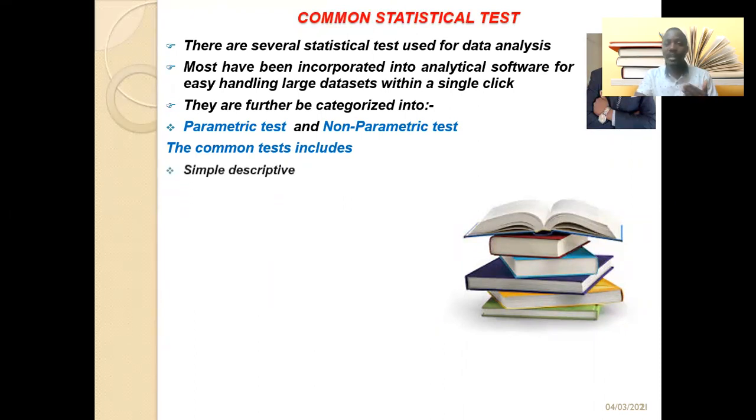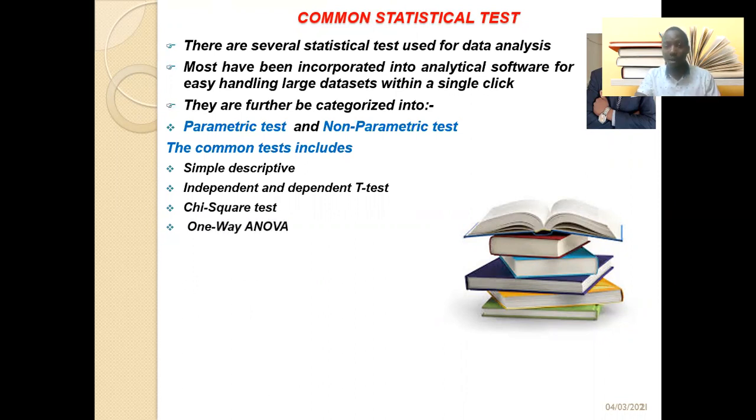The common tests, we have the so-called simple descriptive statistics. Under this particular test, you just give the description of your study. What is the mean? What is the median? What is the range? What is the coefficient of variation? Those are the descriptives. We are talking about the central measures of tendency and measures of dispersion. It might be the independent t-test or dependent t-test. These are the common ones. We have the chi-square test.